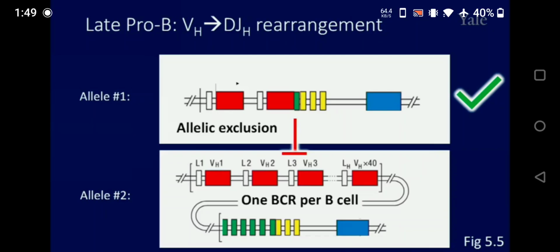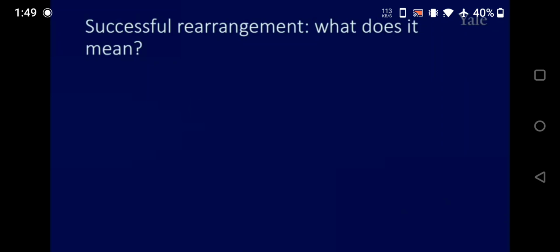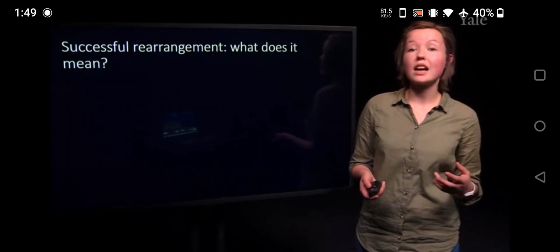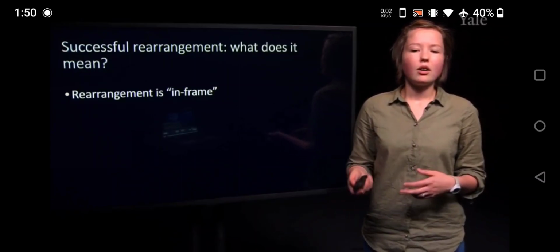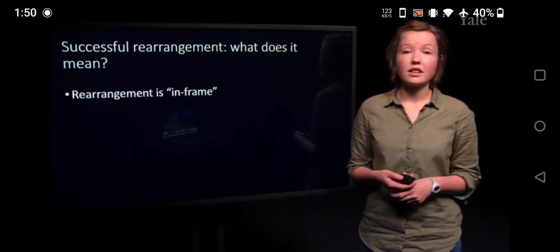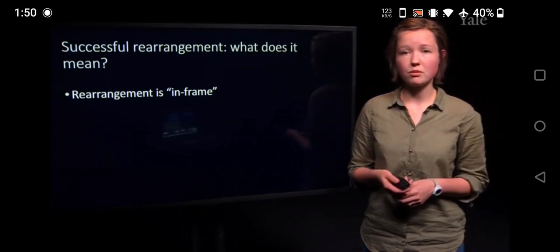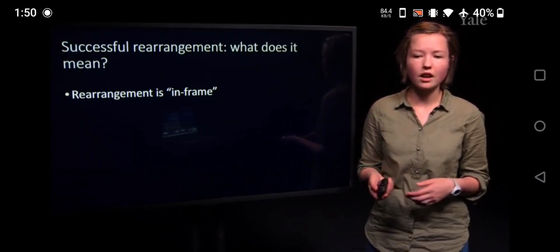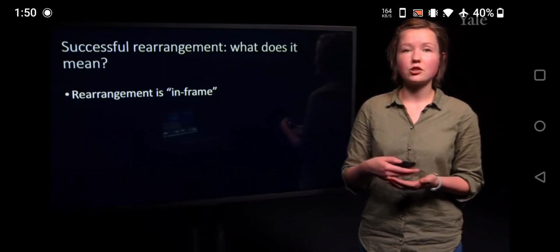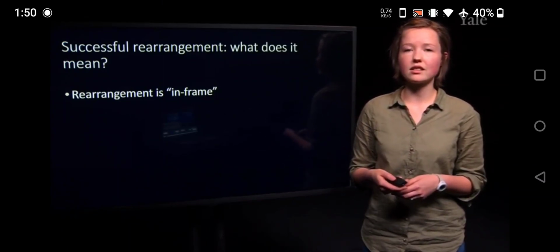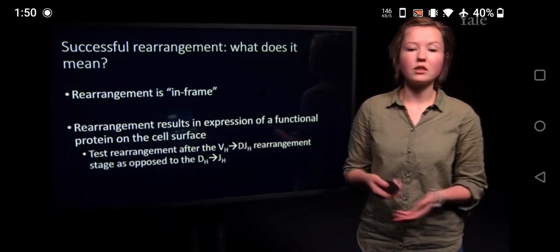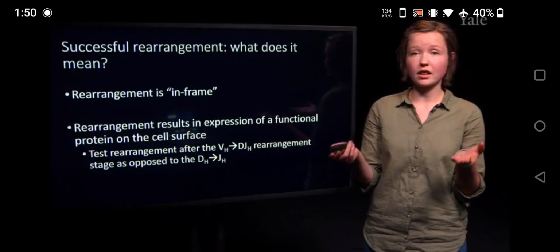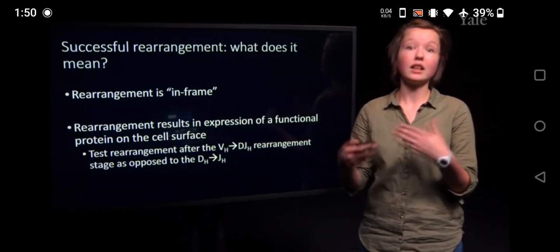And so then I've talked previously about this idea of successful rearrangement, but we want to get into what that really means. So this means that the rearrangement results in a protein that is in frame, which means that there are no premature stop codons, and that you can have a fully functioning protein that still has the same structural features. And so this will result in expression of the protein on the cell surface that is capable of signaling to the cell in the proper way during an immune response.